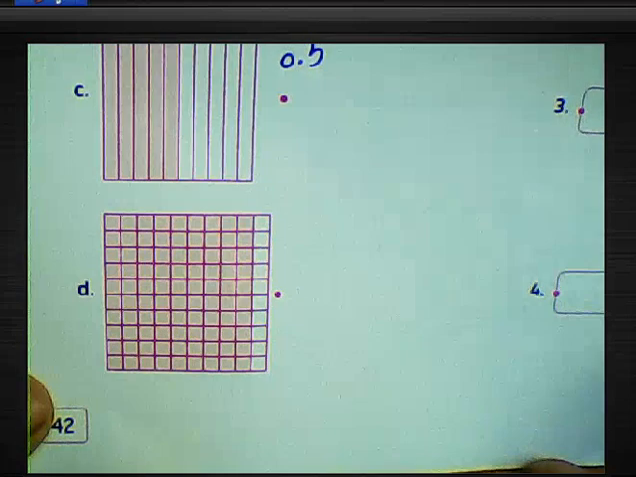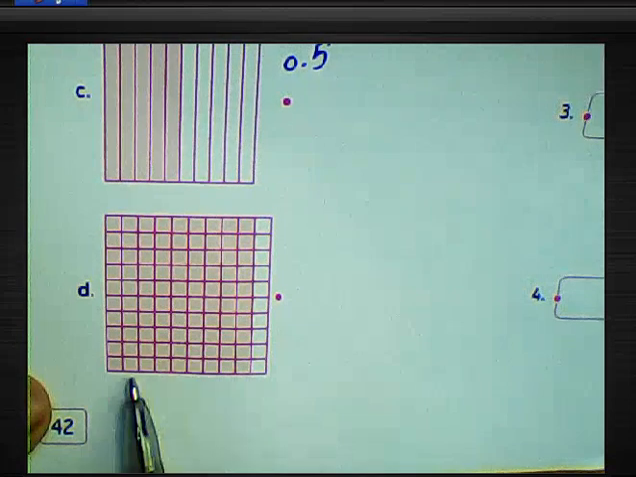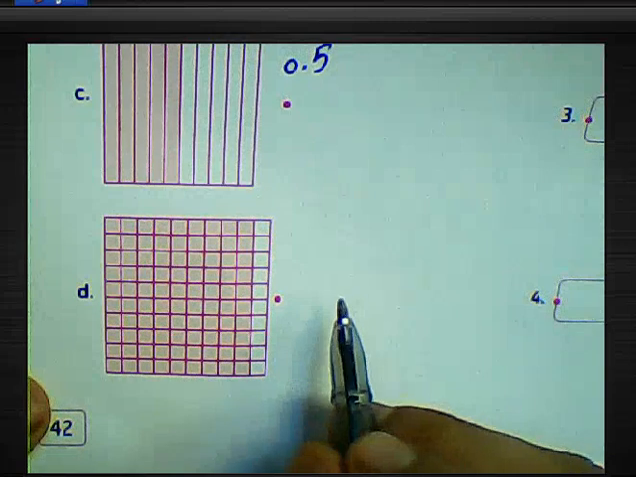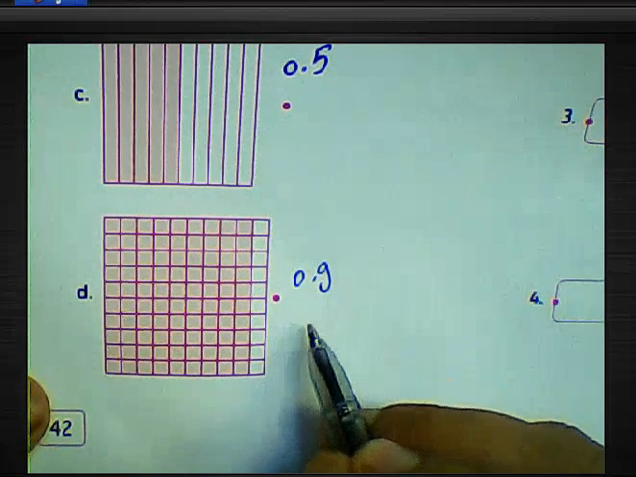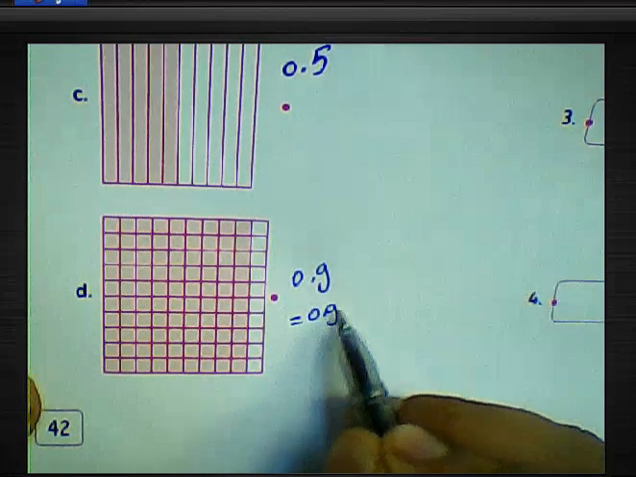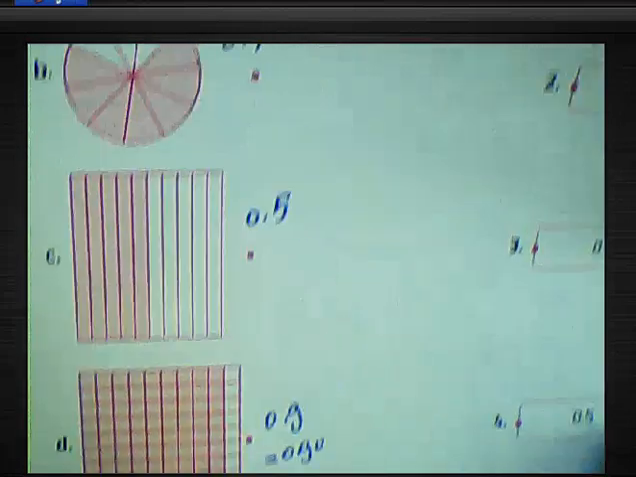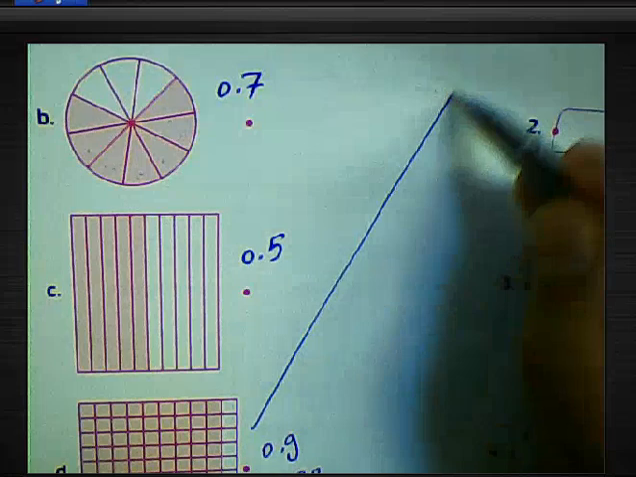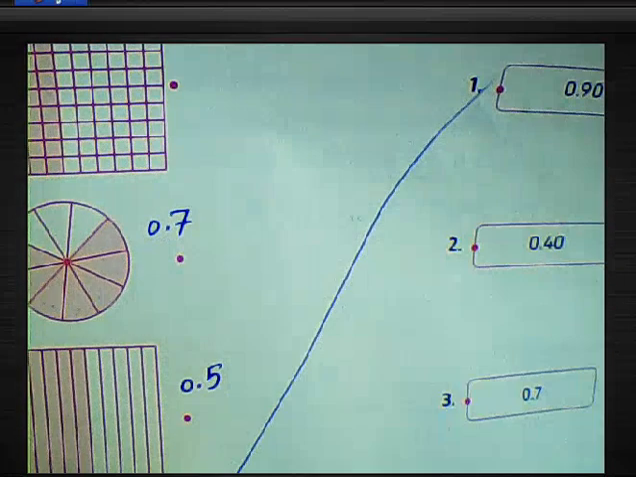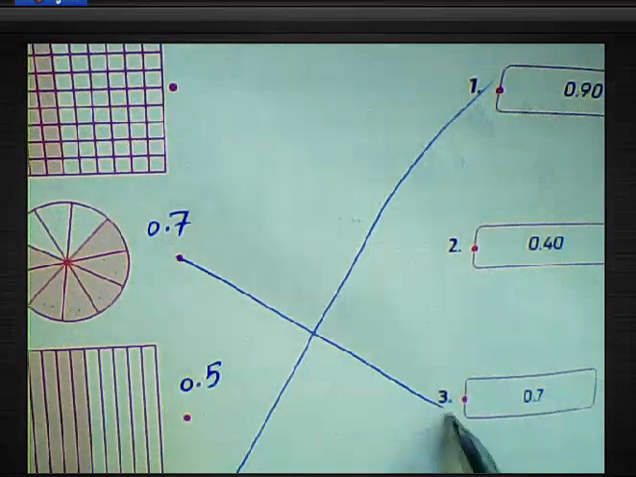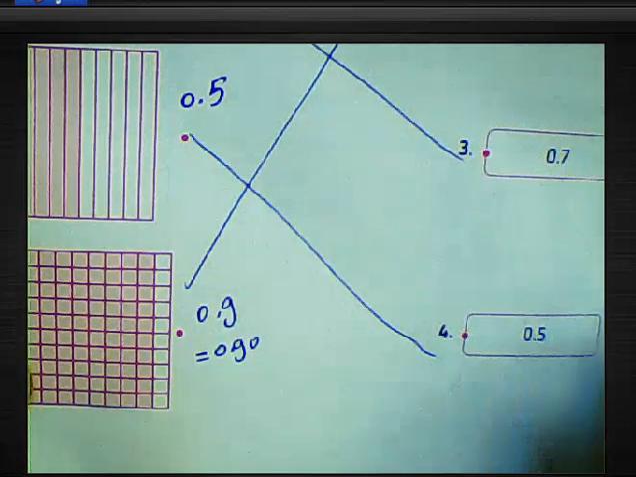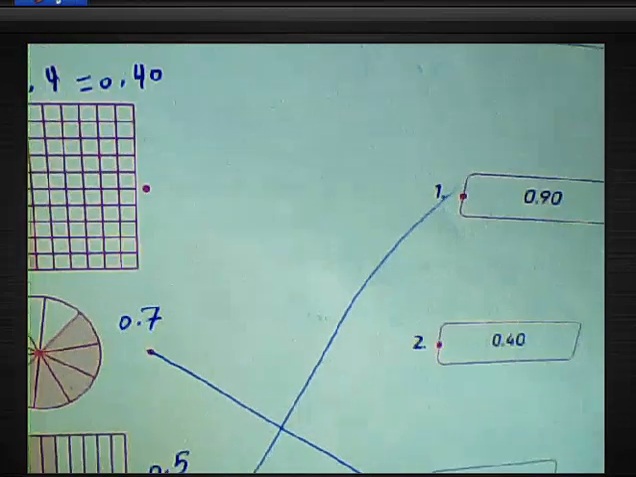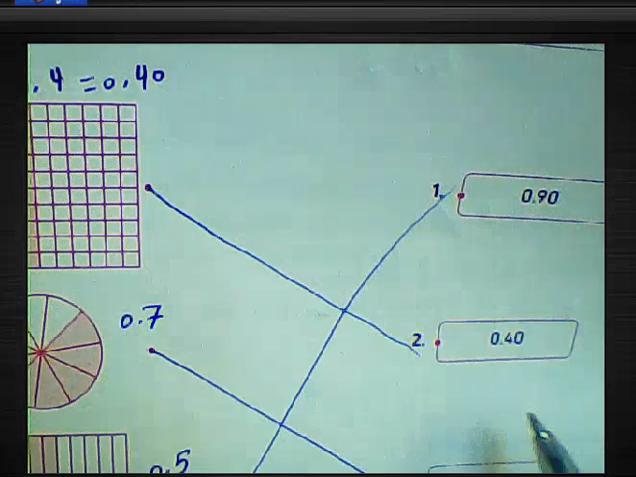Letter D, we have colored 9 parts from 10 parts. It will be 9 tenths or 90 hundredths. Okay, we can choose with 1 and choose here, and 0.5 we will choose this, and 0.40 choose A with 2.